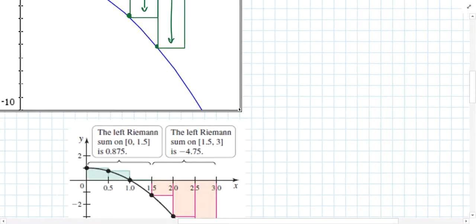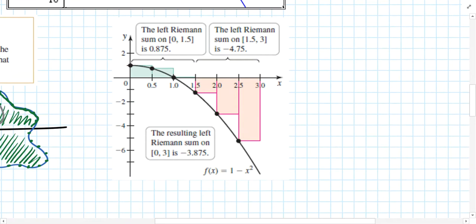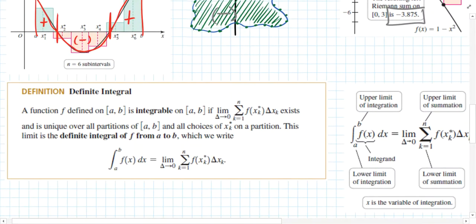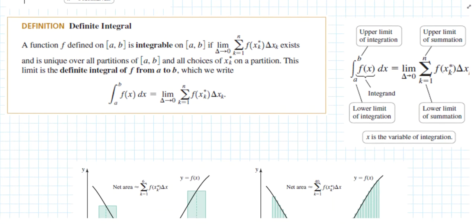This diagram was left over from the last problem's discussion. Here you can see the specific area above the x-axis, and the specific area below the x-axis, and the sum of these two is what generated the negative 3.875.